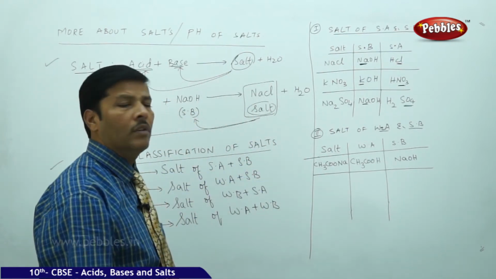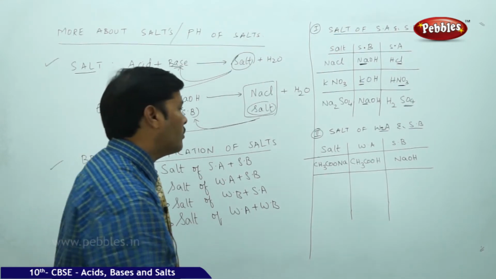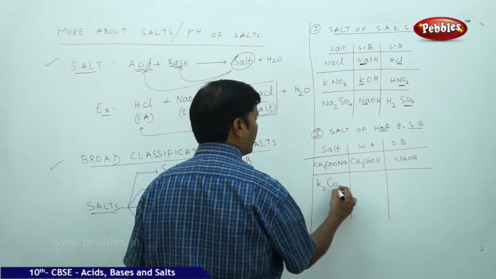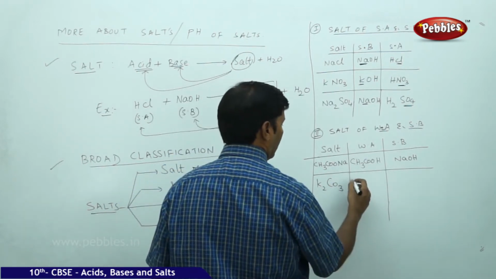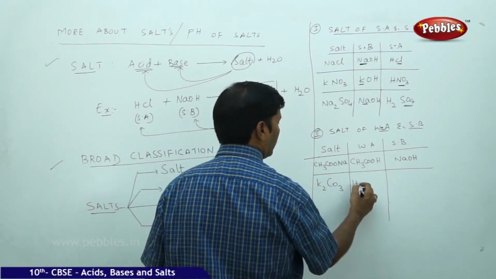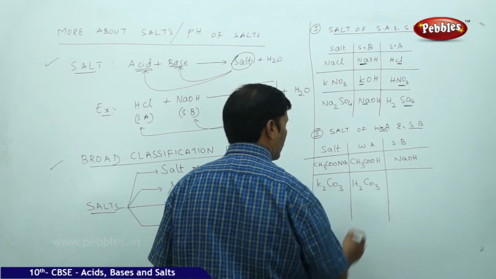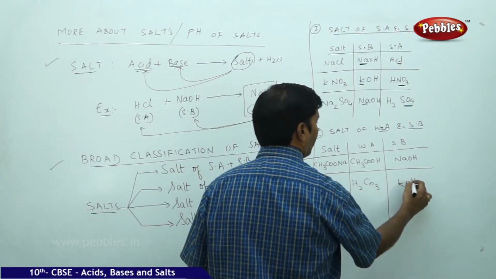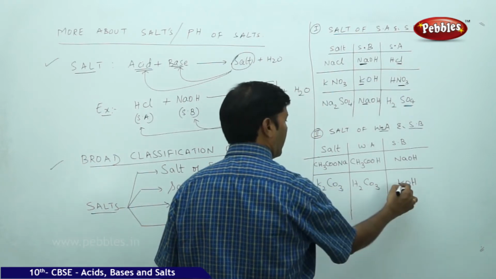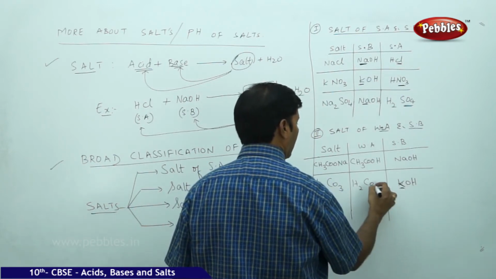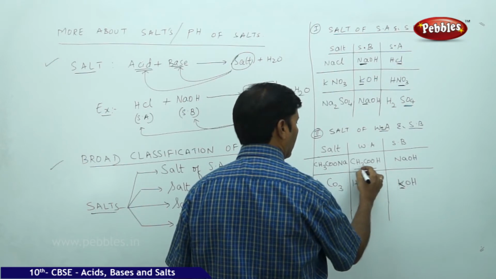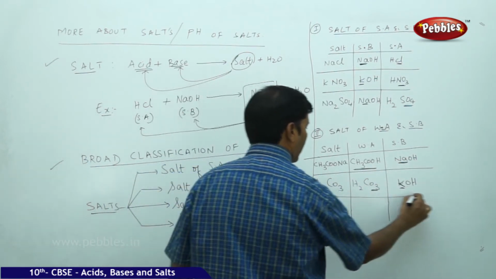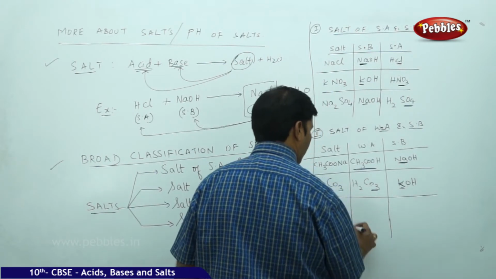If you want, you can take sodium carbonate or potassium carbonate. If you take potassium carbonate, it contains weak acid, that is H2CO3, and the strong base is KOH, potassium hydroxide. So here we have potassium, here we have carbonate, here we have acetate, and here we have sodium. Like that, you can take as many examples as possible.